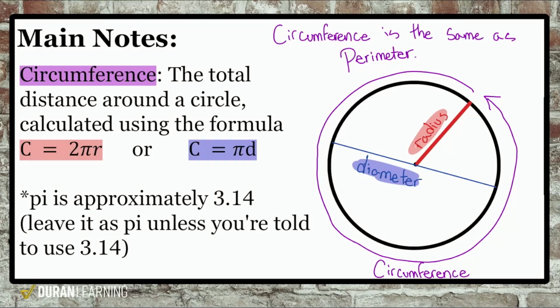So here's the difference between these two formulas. There is none. They are the exact same formula. They give you the exact same number, the exact same circumference.